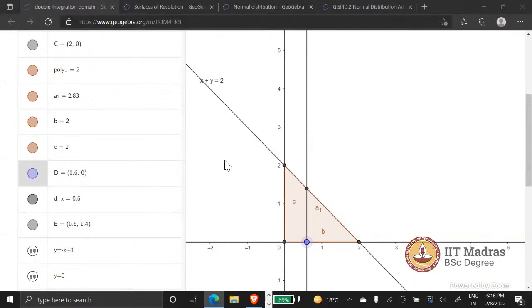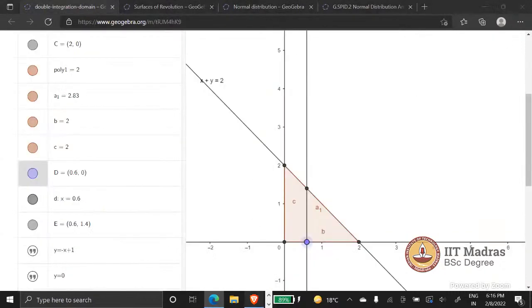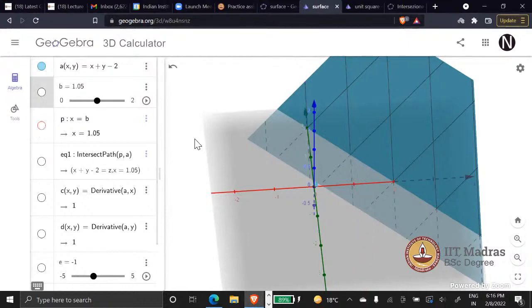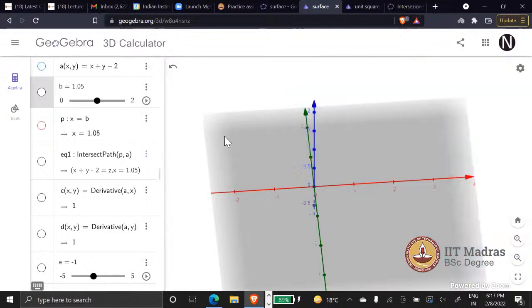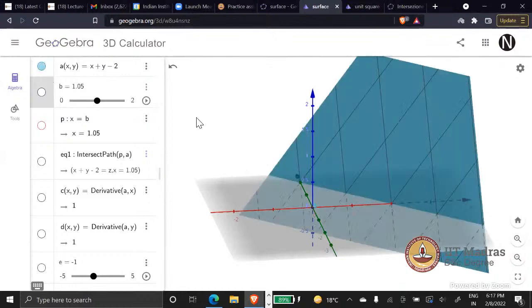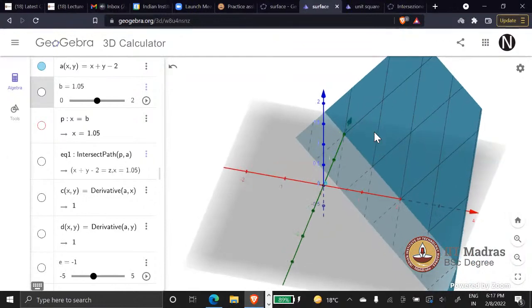So if we have to look at the 3D part, okay, this is your 3 dimension. Now I am plotting this x plus y equals 2, right? So this is the plane that is x plus y equals 2. Okay, so look at the points of intersection here. It is (2, 0, 0) and (0, 2, 0).